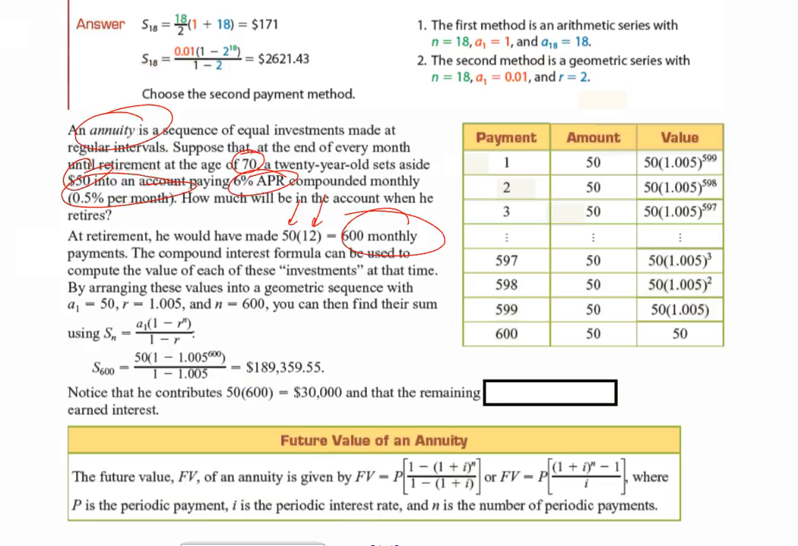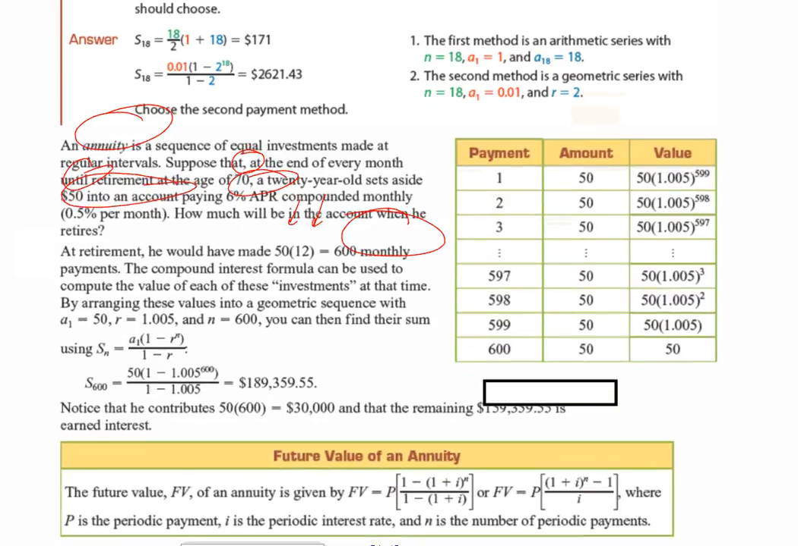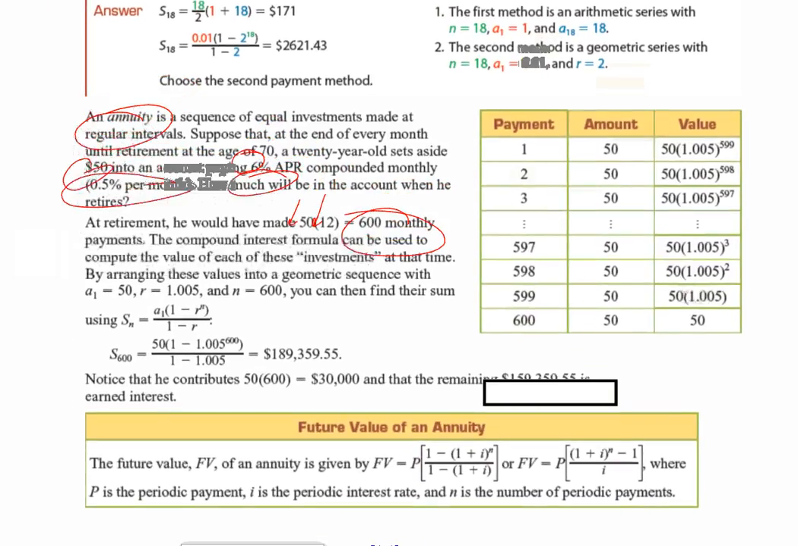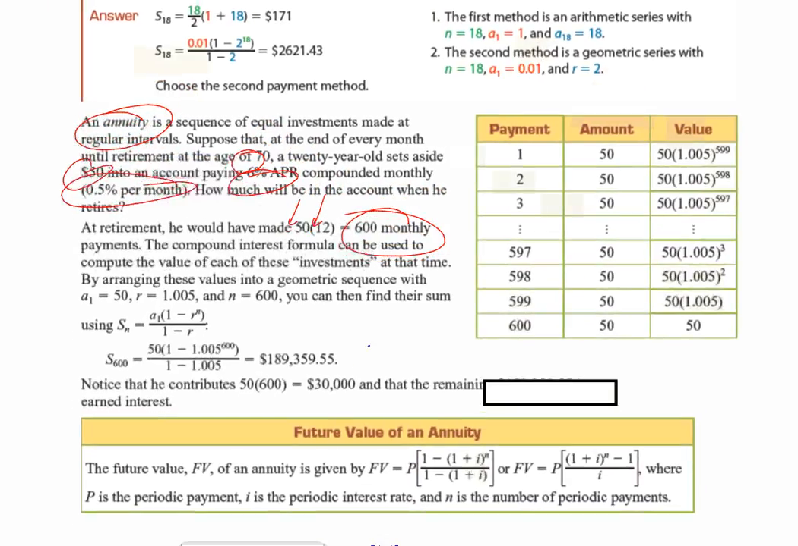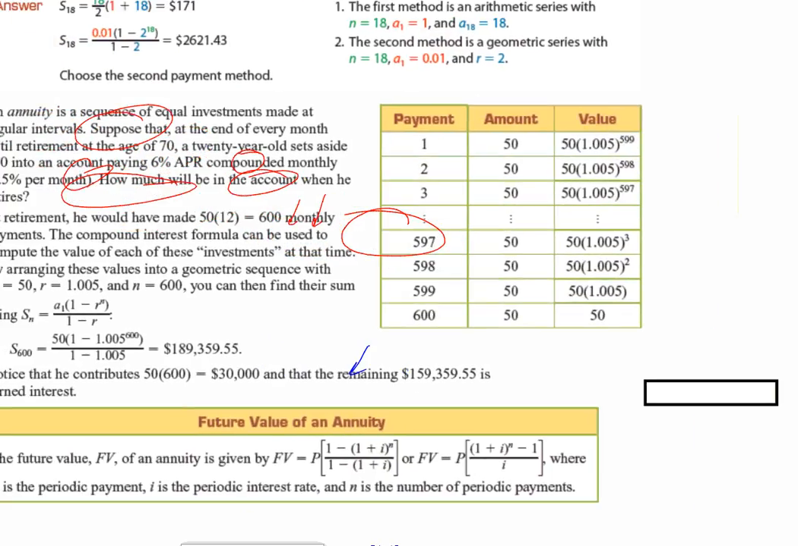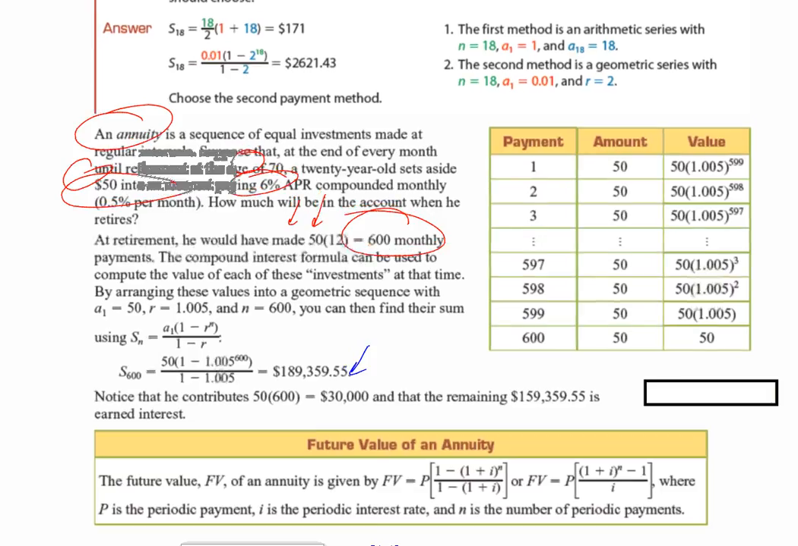And look, here's the thing. The person would have only paid $30,000. All the rest is interest. And so $159,000 is interest. The miracle of compounding, that is the idea. The book does give you some annuity formulas there. This is in your text.